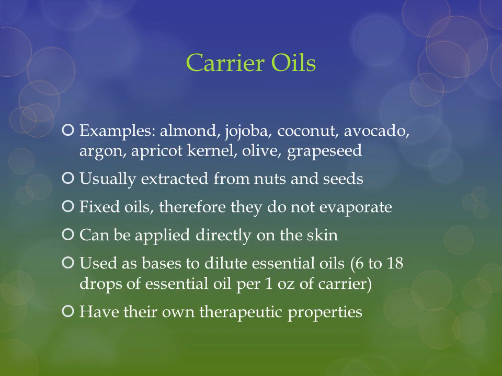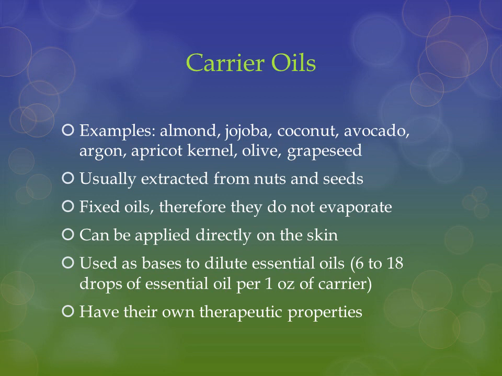So as I said earlier, some of the essential oils can be irritating when applied directly to the skin without first diluting them. So what do you use to dilute them? Carrier oils. So the carrier oils are also natural oils. They're extracted usually from the nuts or the seeds of the plant. Some examples would be almond, jojoba, coconut, avocado, argan, apricot kernel, olive, and grape seeds. Now the carrier oils are what's called fixed oils. This means that they don't evaporate. They're not volatile like the essential oils, and they can be applied directly to the skin without causing irritation.